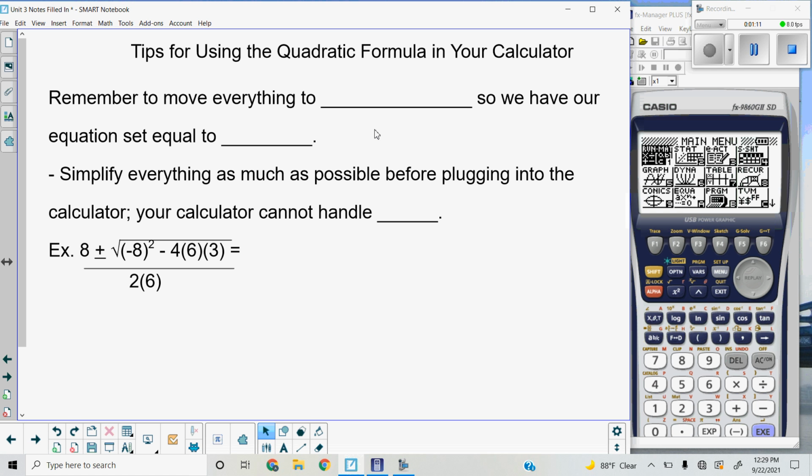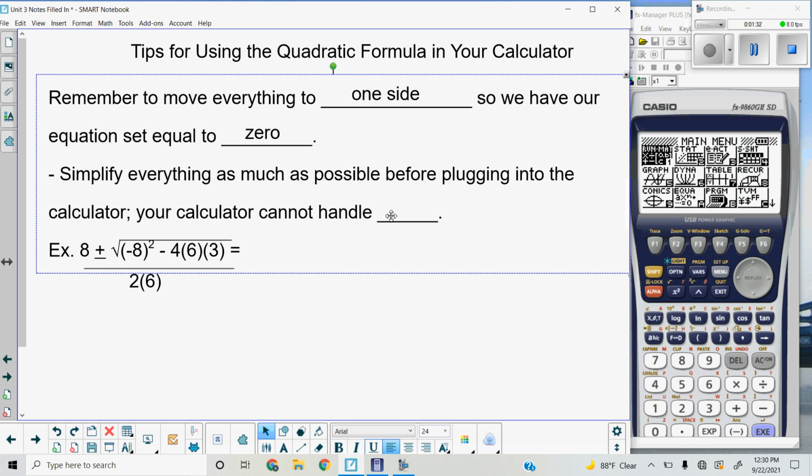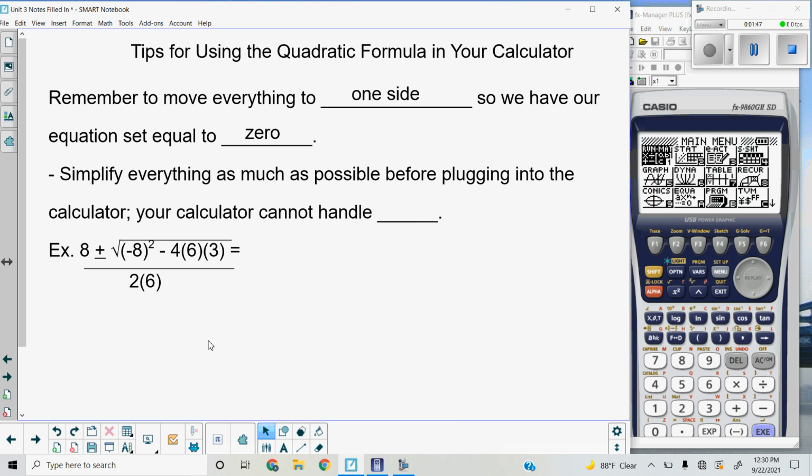So, tips for using the quadratic formula in your calculator. Remember to move everything to one side, so we have our equation set equal to 0. Simplify everything as much as possible before plugging into the calculator. Your calculator cannot handle a negative square root, so that's when we would get i.